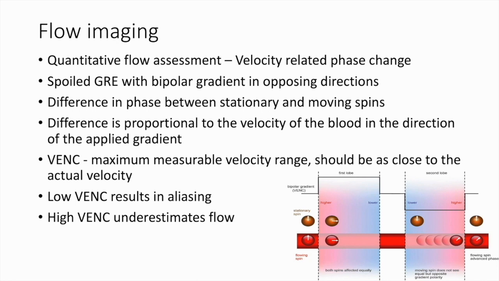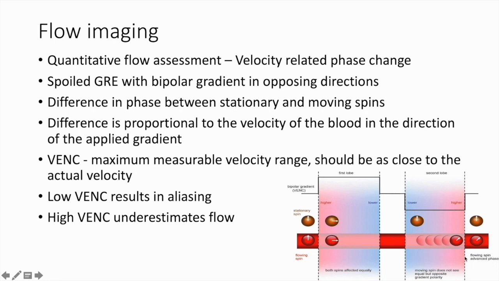Flow imaging is used for quantitative flow assessment. This is based on the principle of velocity-related phase change that happens in the moving protons in blood. Here, a bipolar gradient in opposite directions is used in a spoiled gradient echo sequence where there is a phase difference between stationary and moving protons, which is proportional to its velocity.